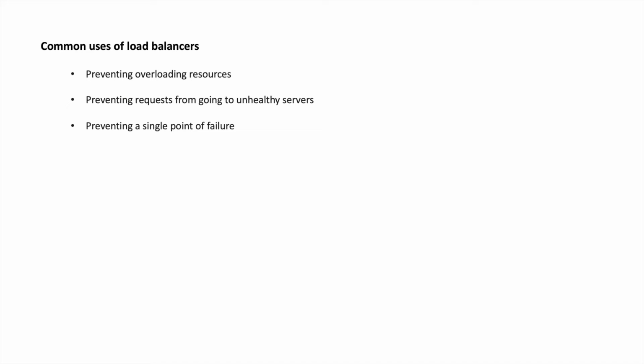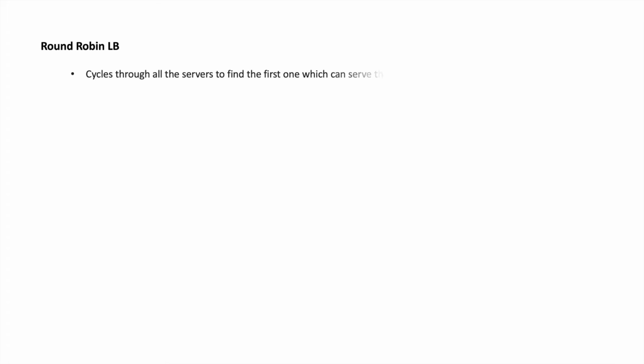Now, there are a lot of algorithms which different load balancers use, the most common being round-robin load balancing. In this, the load balancer cycles through all the servers to find the first one which can serve the request, and as soon as it finds that, it sends the request to that server. Now, what do we mean by the first server which can serve the request? This could be any metric really.